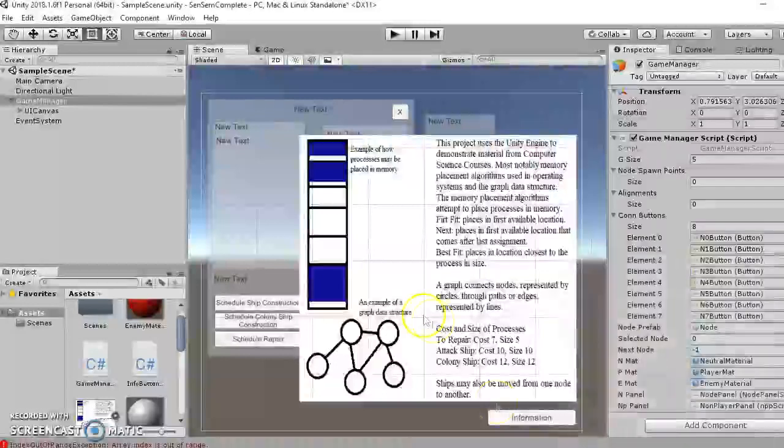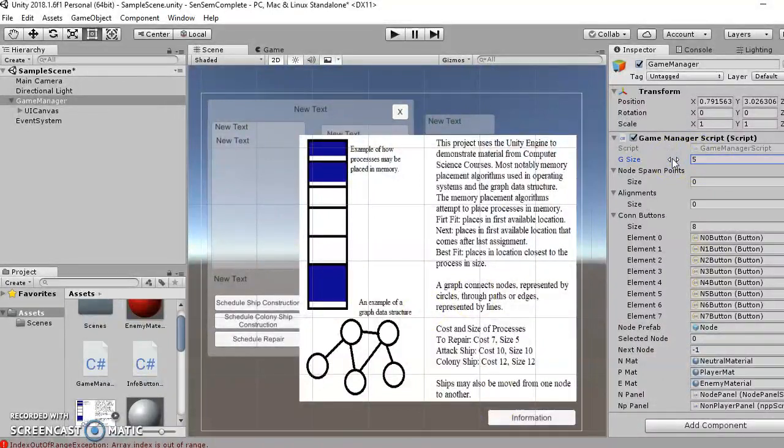Jacob Weber. I'm presenting my senior seminar project from McKendree University. It's a computer science major. I am presenting from Smithton, Illinois, United States of America. This is my project, Hello Worlds.